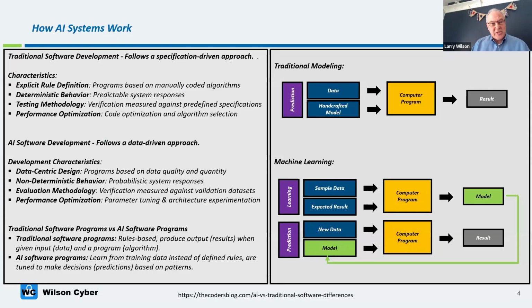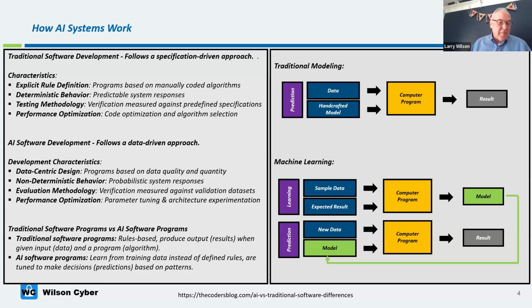We are talking about traditional software development versus machine learning or AI software development. Characteristics of traditional software: explicit rule definition, deterministic behavior, predictable system responses, a testing methodology to verify measured against the predefined specs, and performance optimization based on code optimization, algorithm selection. The code really runs the output.